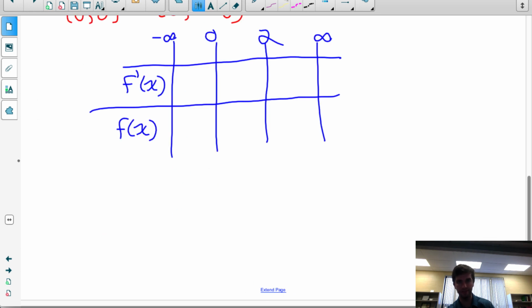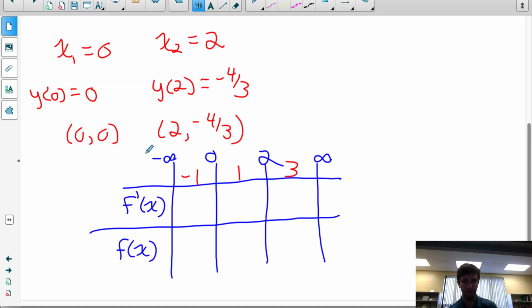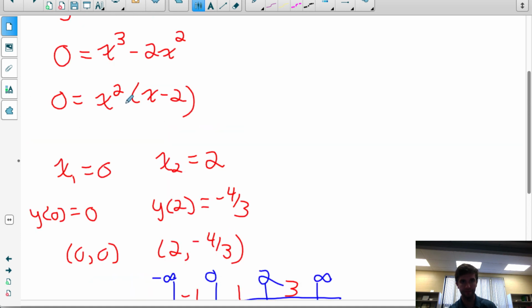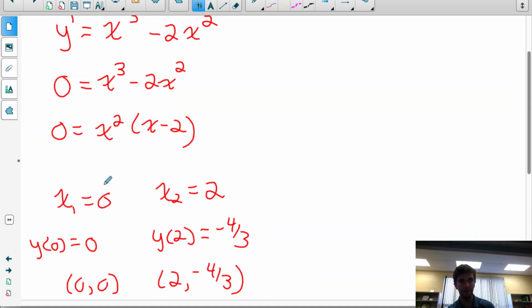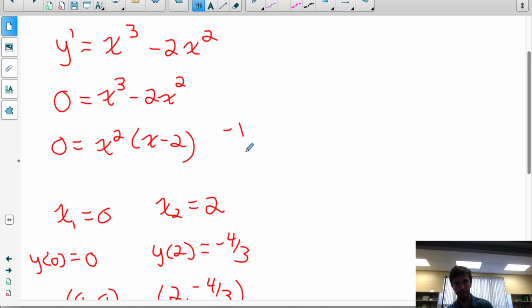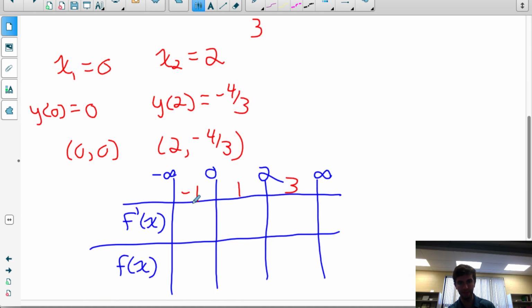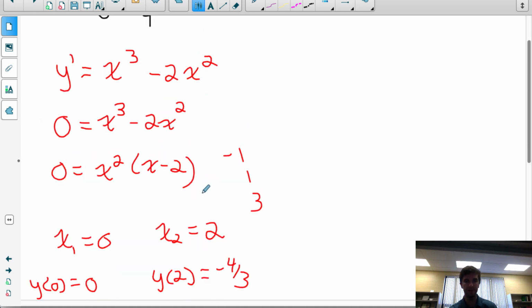So I'm going to choose my test values now. I will choose, in this interval, I'll just choose -1, this interval choose 1, this interval choose 3. And let's check what that does to our derivative. So where's our derivative? Our derivative is right here. So I was going to do -1, 1, and 3. Those are my test values. Let me check. Yes. So -1, 1, and 3.